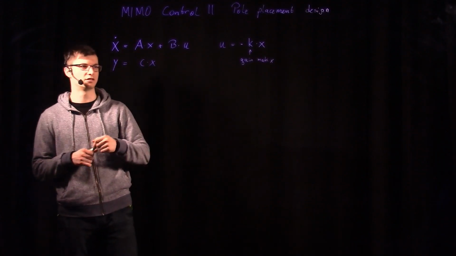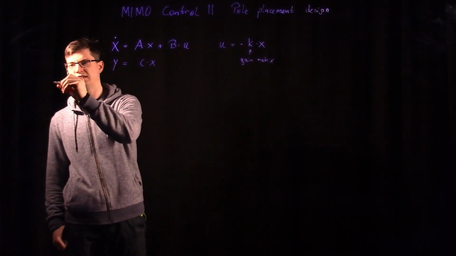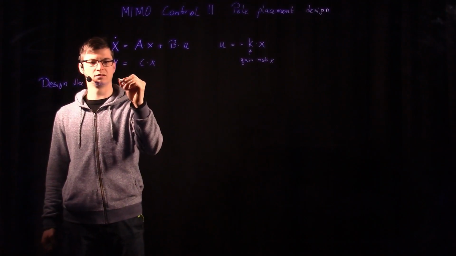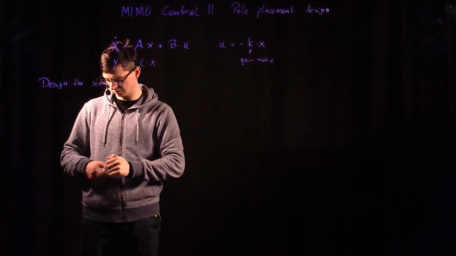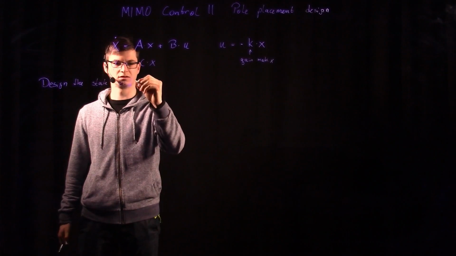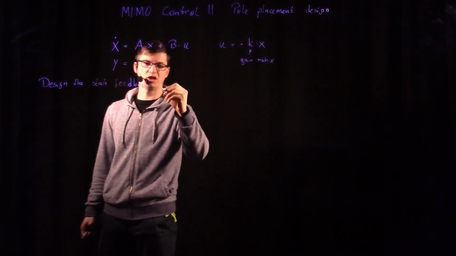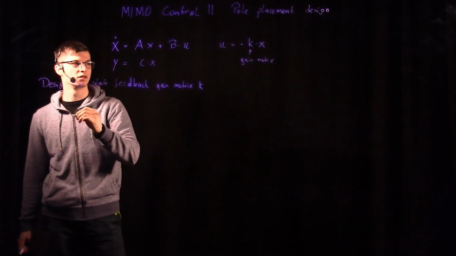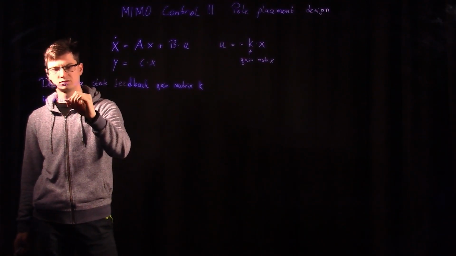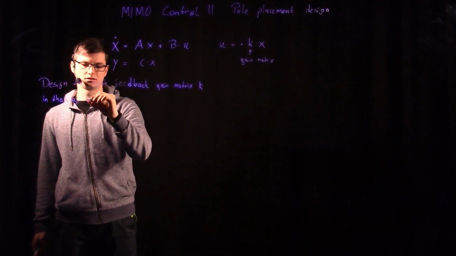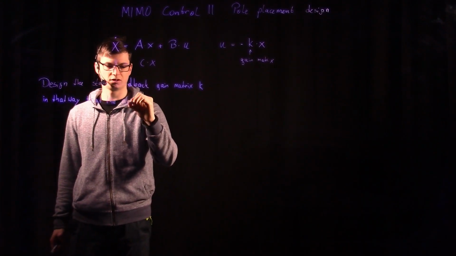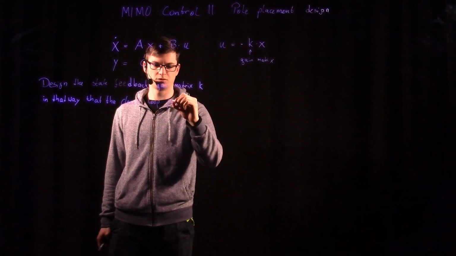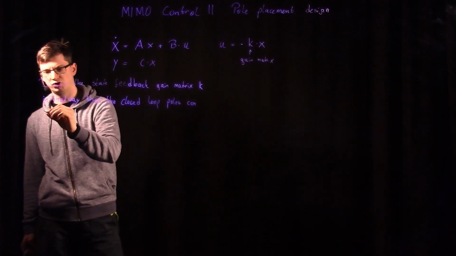And that's what we do in pole placement design. So our aim is the following. We will write this down. We will design the state feedback gain matrix in that way that the closed loop poles can be chosen freely.